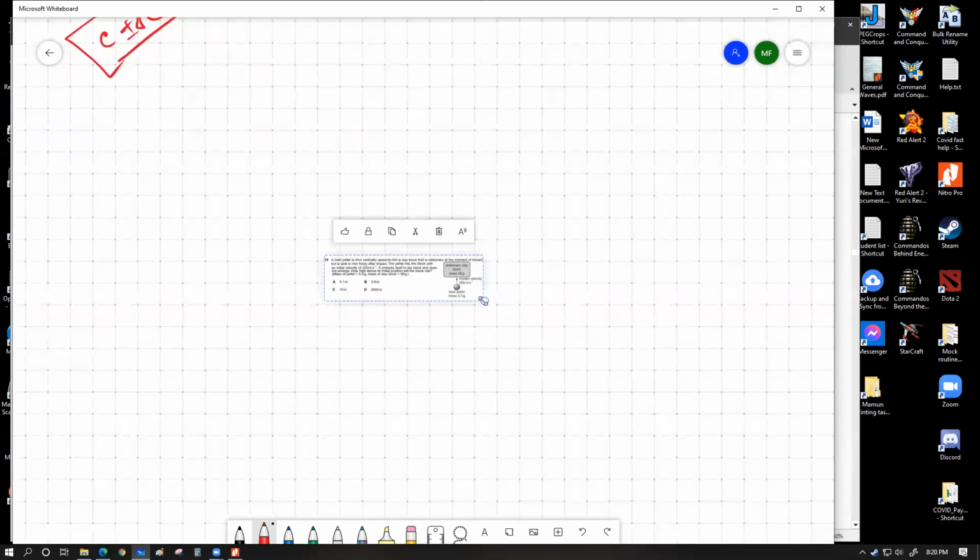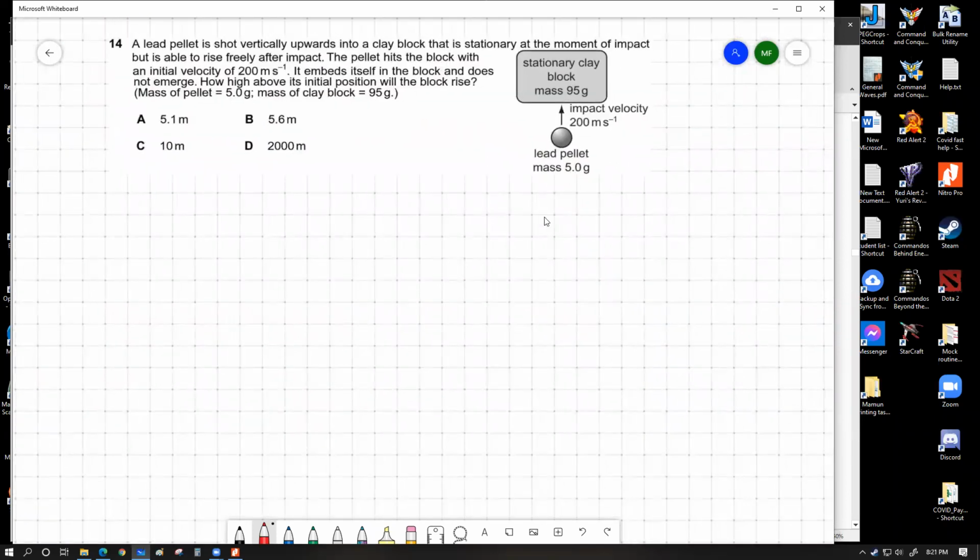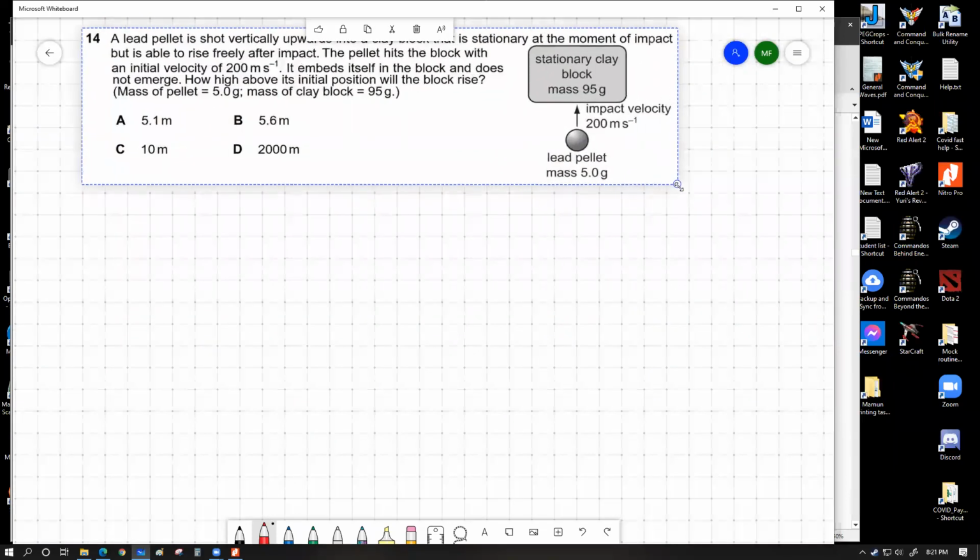Let's look at this question and try to make sense of it. A lead pellet is shot vertically upwards into a clay block that is stationary at the moment of impact but is able to rise freely after impact.